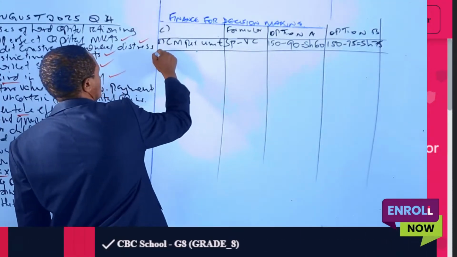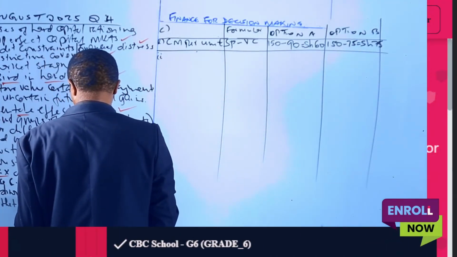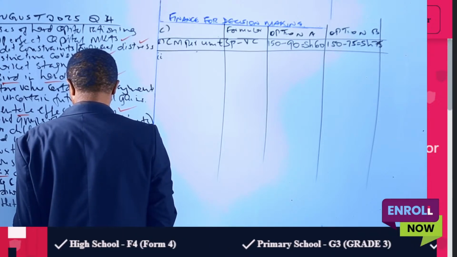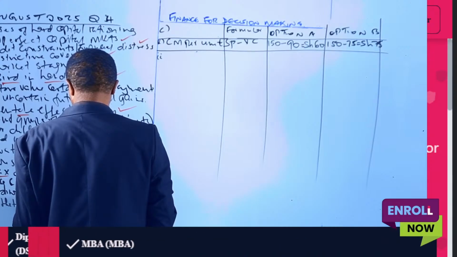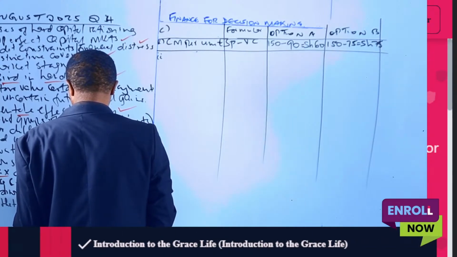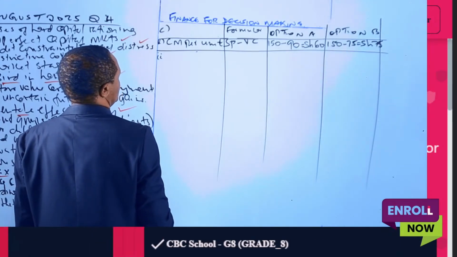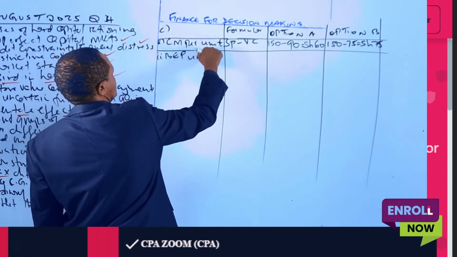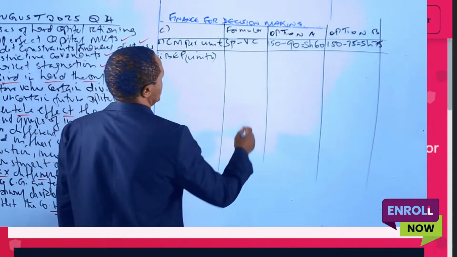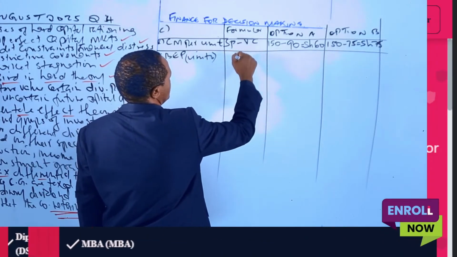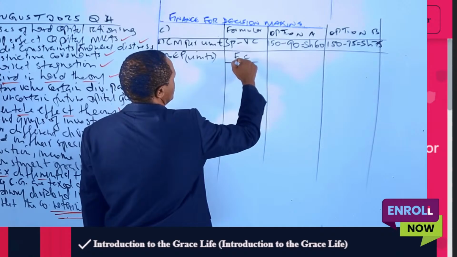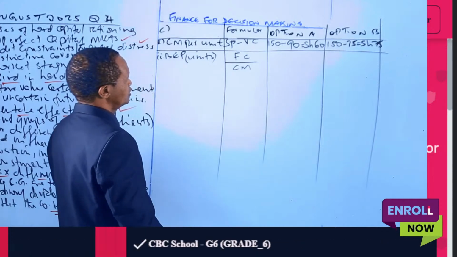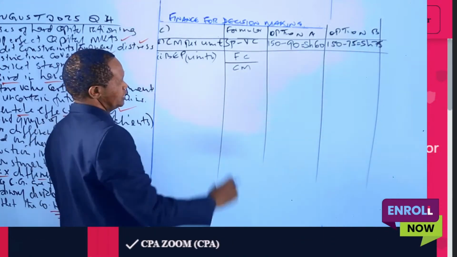Then Roman 2, what is required? We are to calculate the break-even point for both options in units. The break-even point in units we know is equal to the fixed cost over the contribution margin. That is the formula for the break-even point in units.